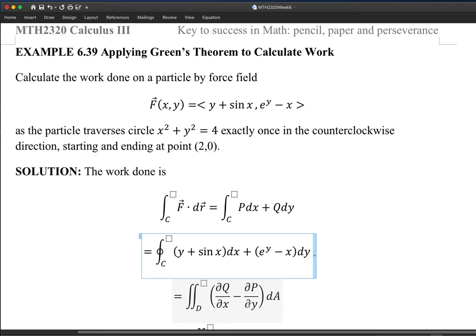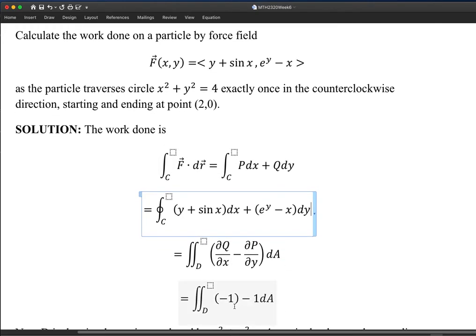And before I go further, let's take a quick look. What is ∂Q/∂x? It's just -1, right? There's no more exponential term. ∂P/∂y is just 1. No more sine x, no more sine of sine or sine of cosine, those kinds of things. Okay, so ∂Q/∂x minus ∂P/∂y is just -2.